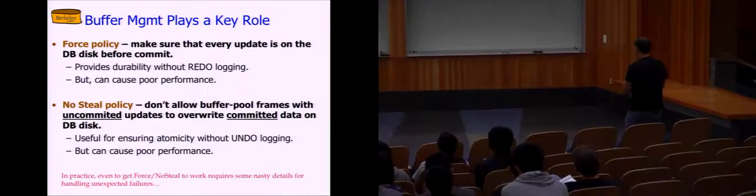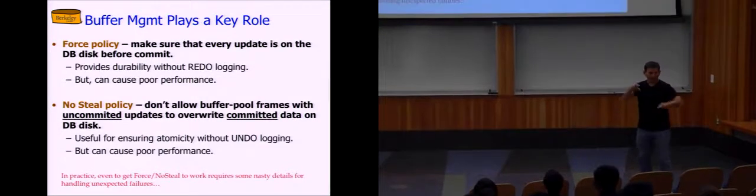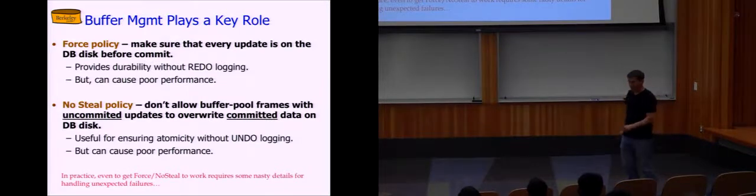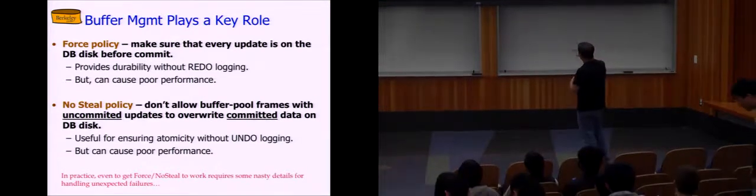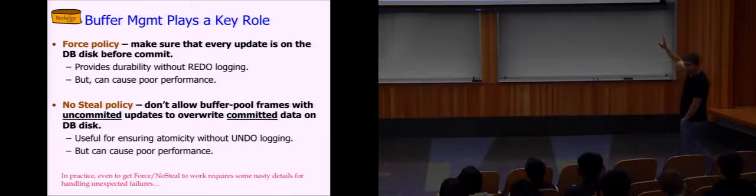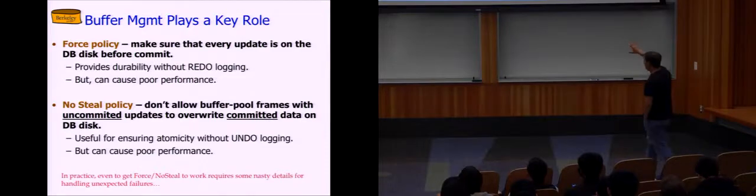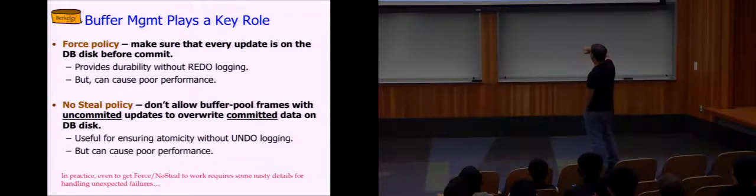Okay, but this can obviously cause poor performance because every transaction at the time of commit has to run around writing their random disk pages to random locations on the disk. All right, so the force policy we would like to actually make not a force policy if possible for performance reasons. The other piece of the puzzle has to do with undo, which is the no steal policy.